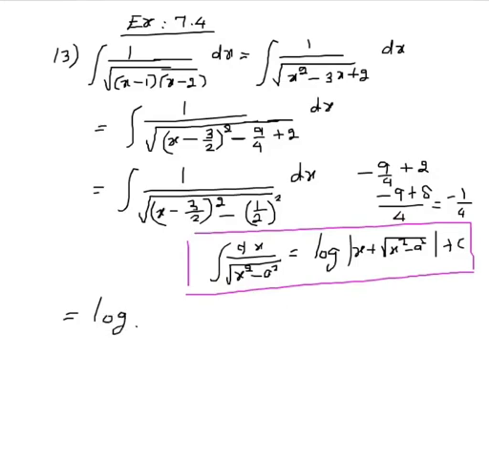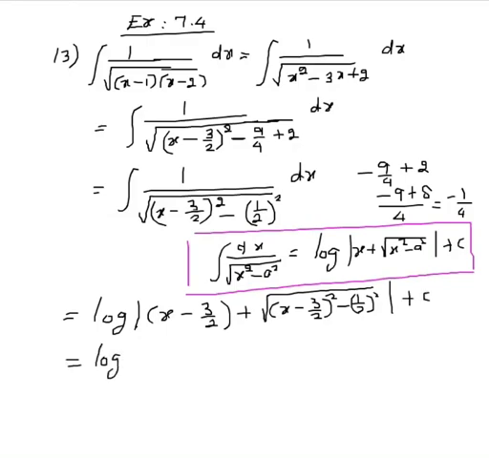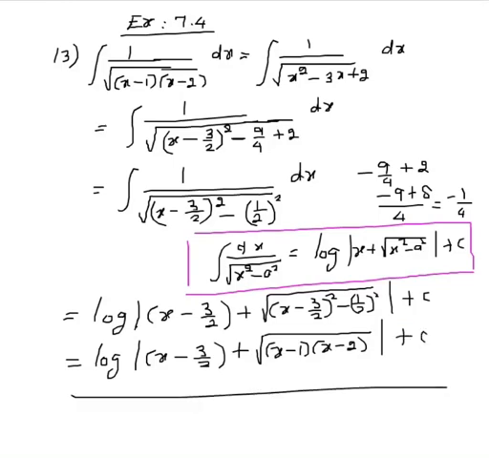Log of absolute value of x here is x minus 3 by 2 plus root of x minus 3 by 2 the whole square minus half square plus c, and expansion of this will give you x minus 1 into x minus 2, the original expression I have written, and plus c. Or you may write root of x square minus 3x plus 2.